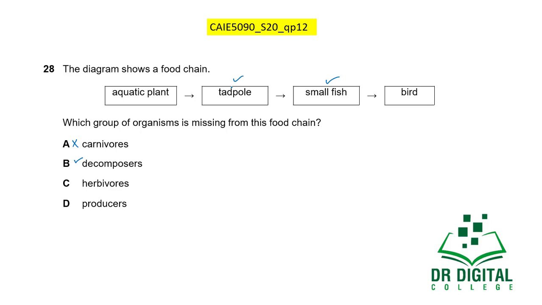Herbivore. Tadpole is the herbivore already present. So C option is wrong. D producer. Aquatic plant is the producer. So D option is wrong. So answer for this question is B.